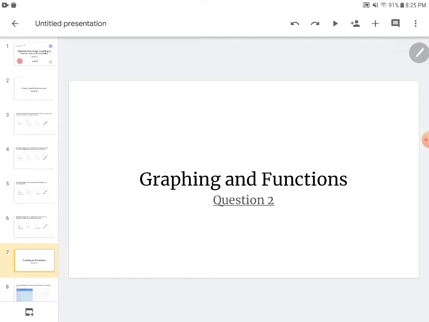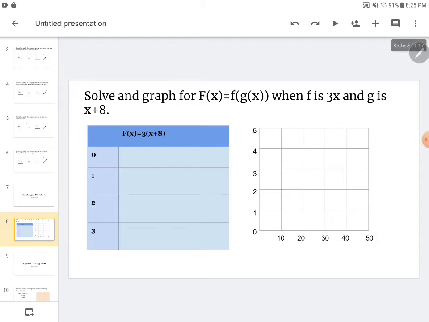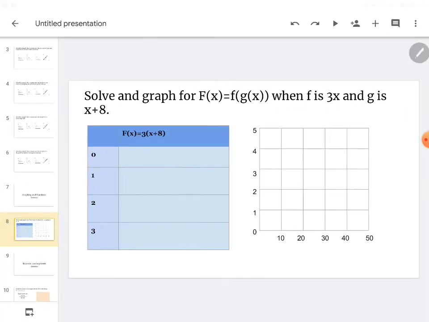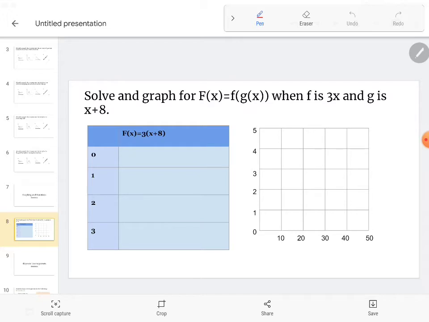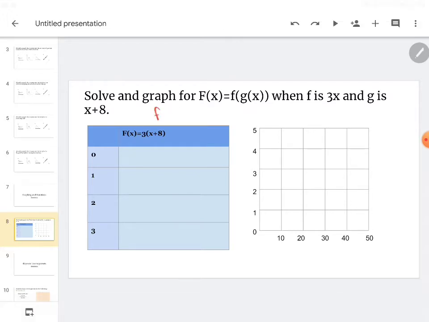So next up, we're going to talk about graphing and functions. This is going to be for question number 2. We want to solve and graph for f of x if f of g of x, when f is 3x and g is x plus 8. I already went ahead and I created our equation, which we'll write out up top so you have an idea of how you set it up. We have f of x, which is equivalent to f of g of x.